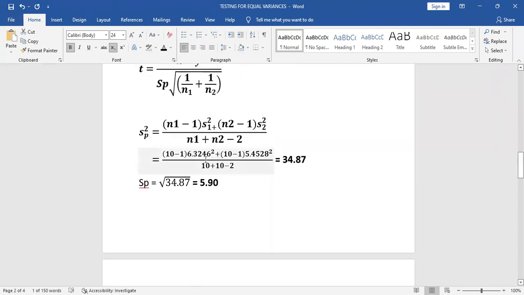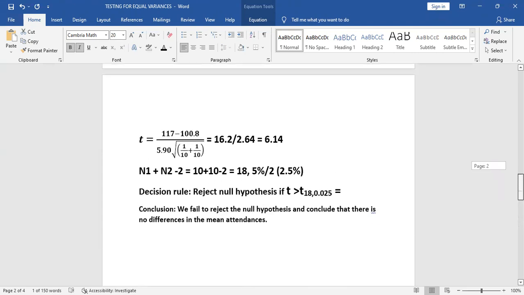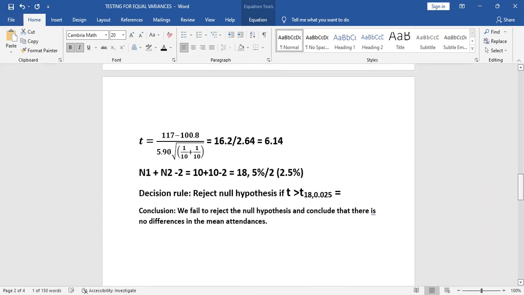So the T is coming from the degree of freedom, which is the same as the denominator for the split variance. Degree of freedom N1 plus N2 minus 2. Minus 2 because you added the 2 sample sizes. Okay? So we need to look for the T in the T tables where it's corresponding to 18 and 0.025.